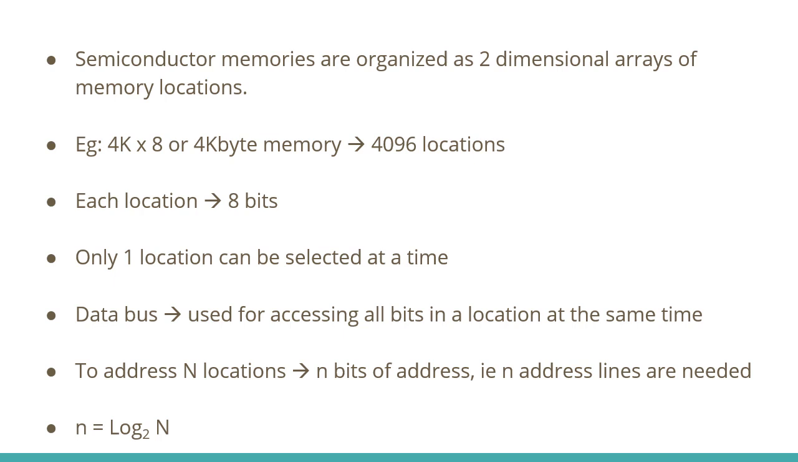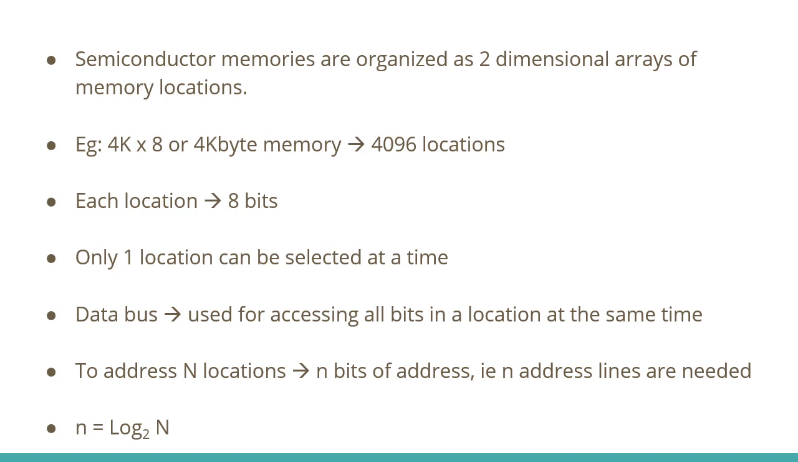The semiconductor memories are organized as two-dimensional arrays of memory locations. For example, a 4K x 8 or 4 kilobyte memory contains 4096 locations, where each of these locations contains 8-bit data, and only one of the 4096 locations can be selected at a time. Once a location is selected, all the bits in it are accessible using a group of conductors called the data bus. So obviously, for addressing 4K bytes of memory, 12 address lines are required.